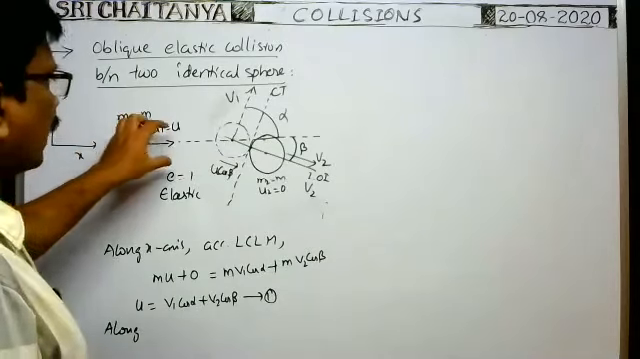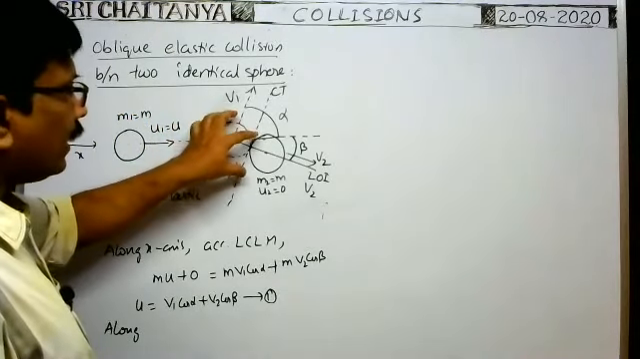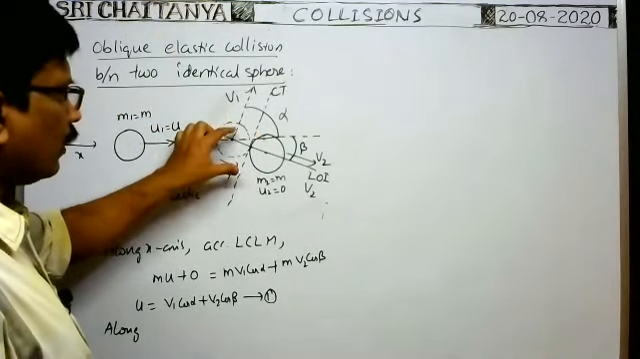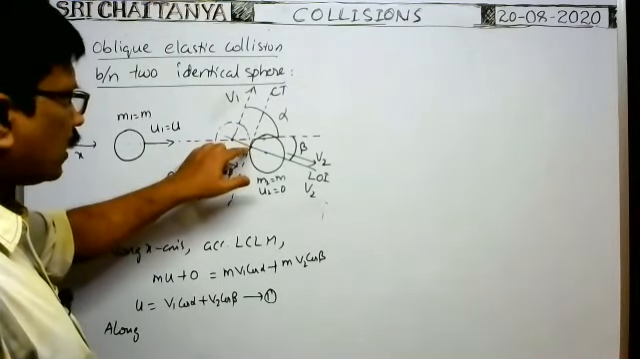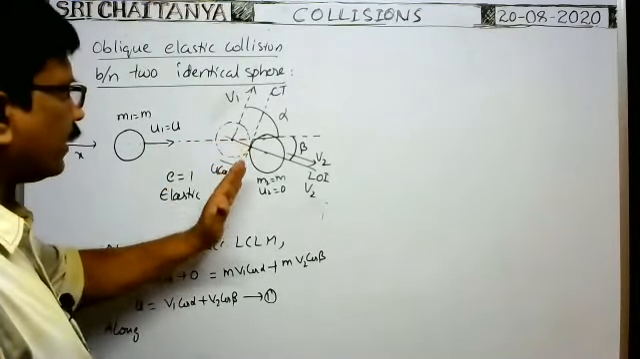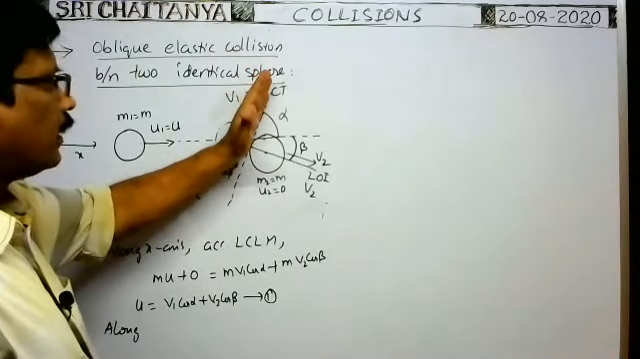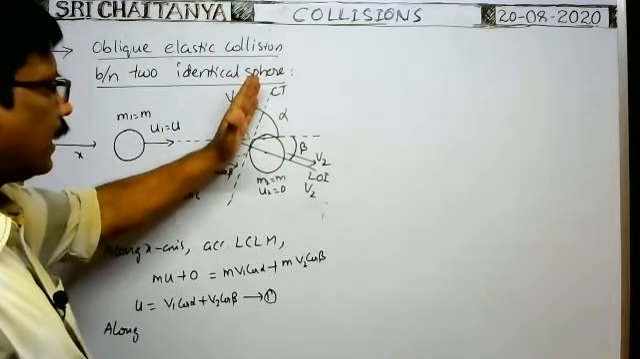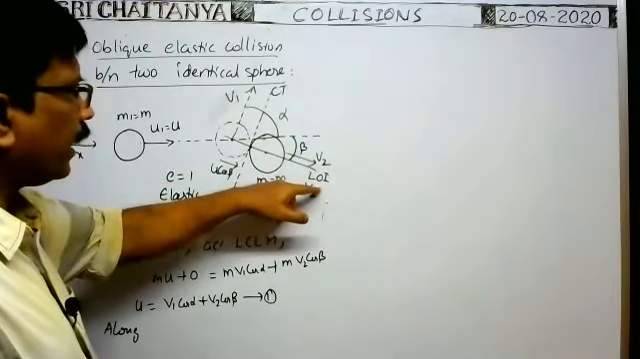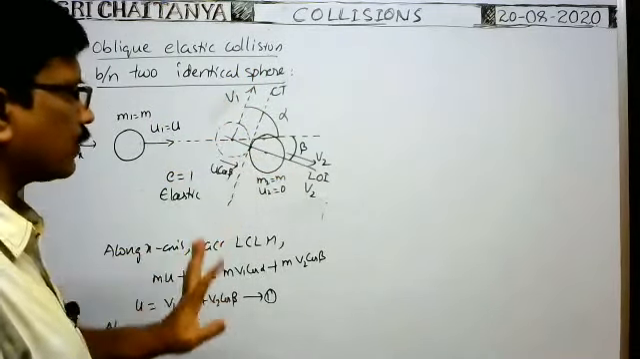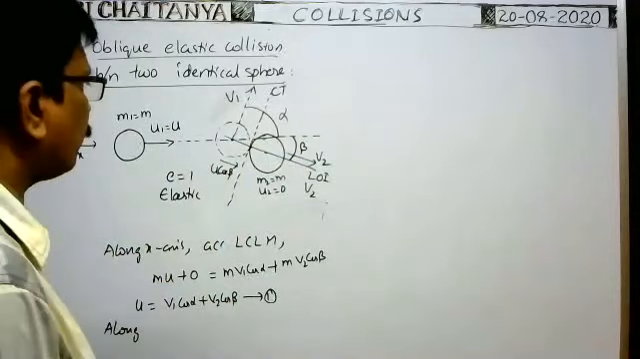At the instant when they are colliding, the point of contact is this one. At the point of contact of the two spheres, you draw a tangent, which is the common tangent. Perpendicular to the common tangent, passing through the point of contact, when you draw a normal, that is the line of impact, which passes through the centers of the two spheres. Like this, it is the line of impact.